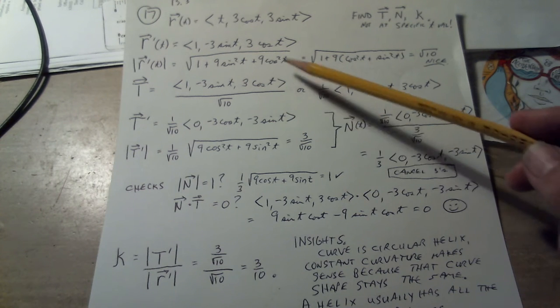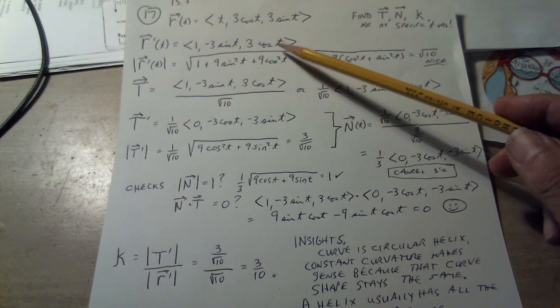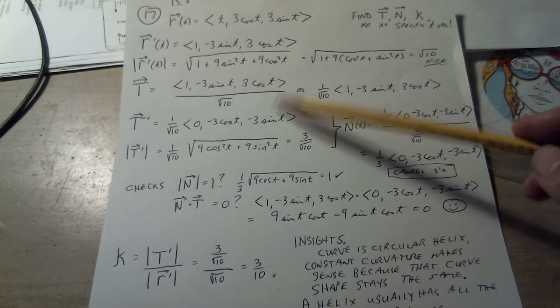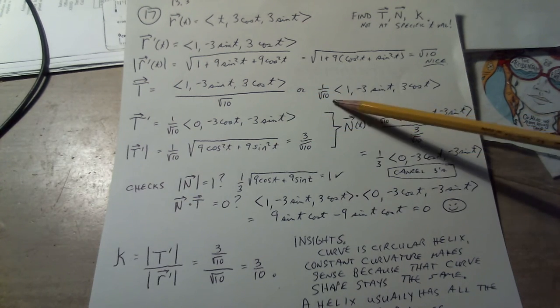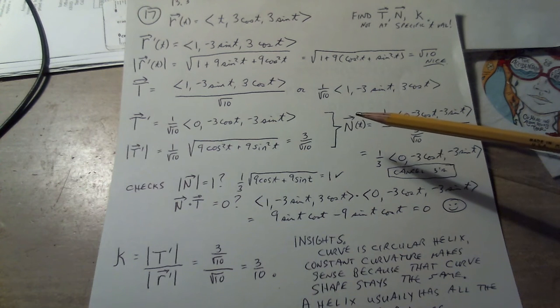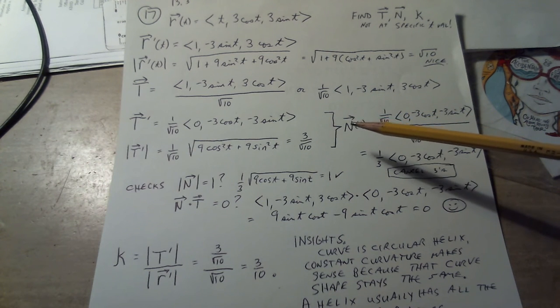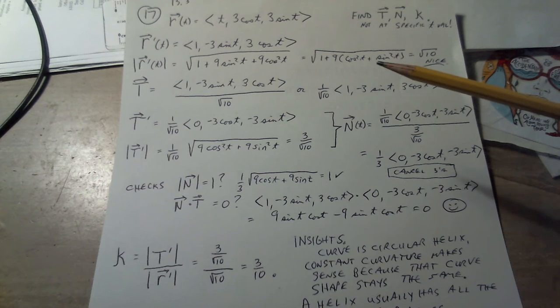Big T by the recipe is r prime, the vector, divided by the length of r prime. No worries there. You don't have to do anything to it. I would write the little 1 over square root of 10 out front, but you don't have to. It's fine. But writing it out front reminds you it's just a constant.